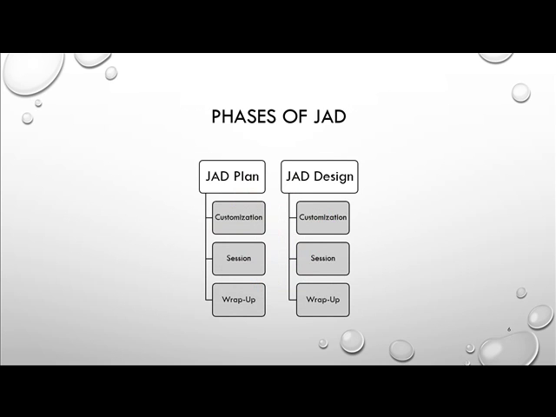Both the plan and design phase consist of 3 phases: customization, session, and wrap-up. In the next slides, we will discuss each of these phases as it relates to the joint application design plan process.